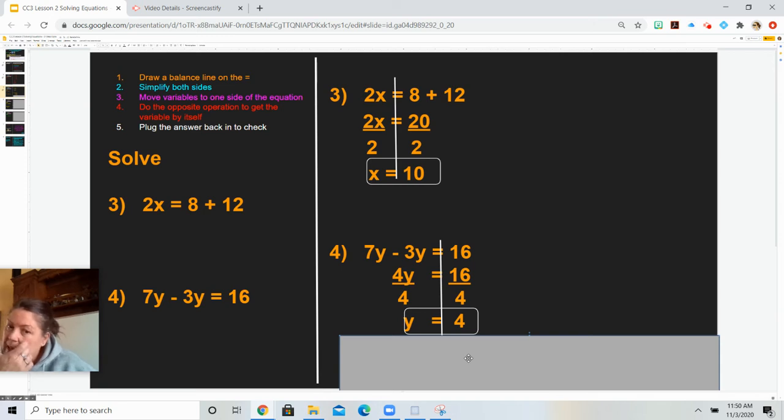So if I plug that back in, 7 times 4 is equal to 28. Minus 3 times 4 is 12. And 28 minus 12 does give me 16. And that was my goal for this problem. So I know that I have done that problem correctly.